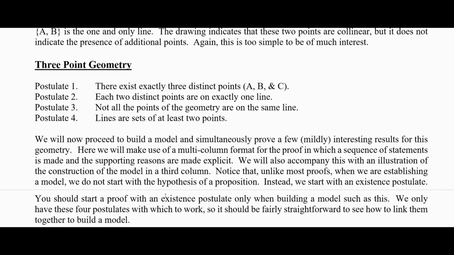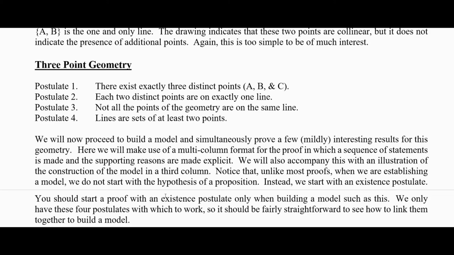All right, let's get one that's mildly better here. A 3-point geometry. Postulate 1: there exist exactly 3 distinct points, A, B, and C. Postulate 2: each 2 distinct points are on exactly one line. Another way to say that is, given any 2 points, there is exactly one line containing them. Or another way to say this, if x and y are 2 points, then there exists exactly one line containing x and y. That's an if-then version. Postulate 3: not all the points of the geometry are on the same line.